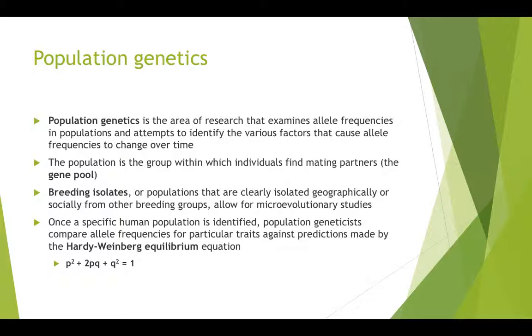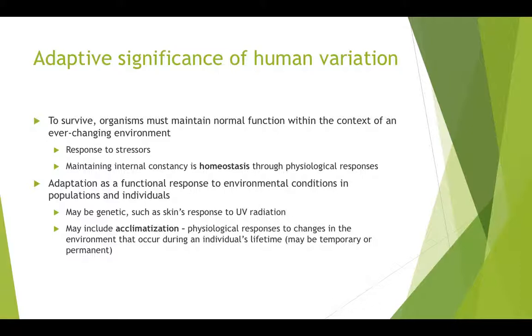So when we find incredible differences, then we have reason to suspect natural selection favoring the particular expression of the particular genotype that produces a phenotype. So much of human variation is adaptive. To survive, organisms have to maintain normal function within this context of ever-changing environments. Much of what we do, both behaviorally and physiologically, is a response to stressors.